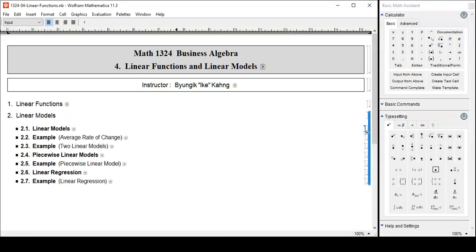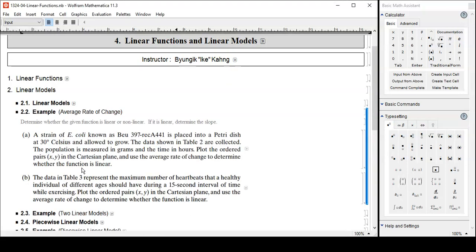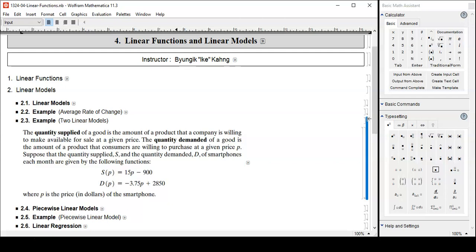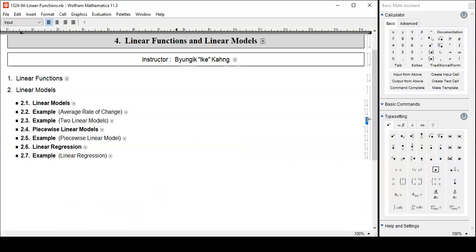We went through a couple of application problems. One about average rate of change, linear model or not. The other, working with two linear models at the same time. We end up with setting these two equal to each other for equilibrium, the solution, and the function value at this solution. And then inequality, those kind of things.